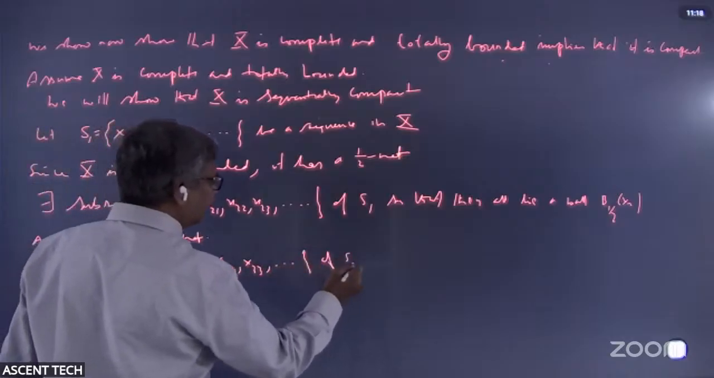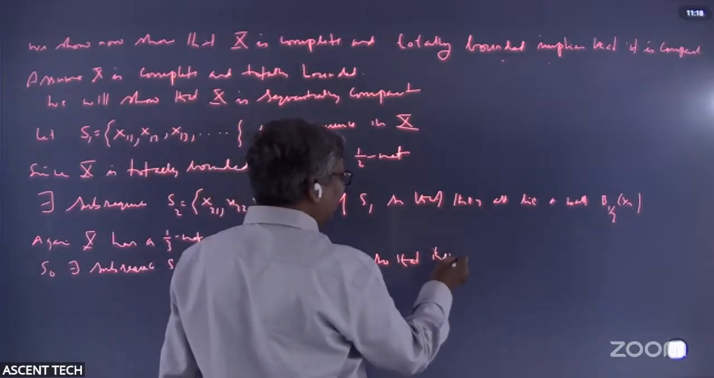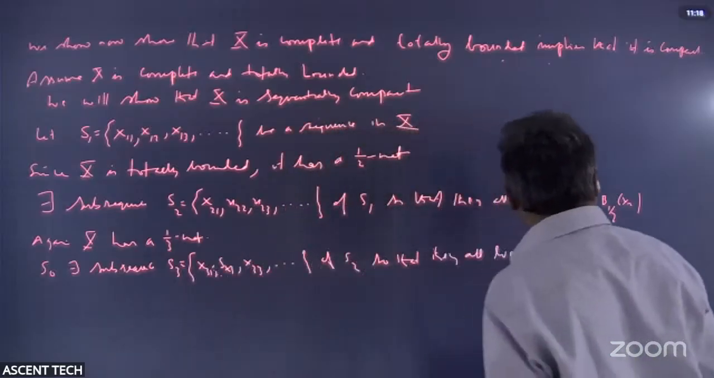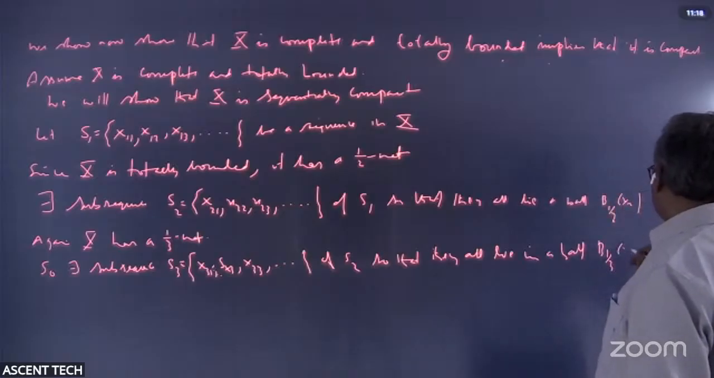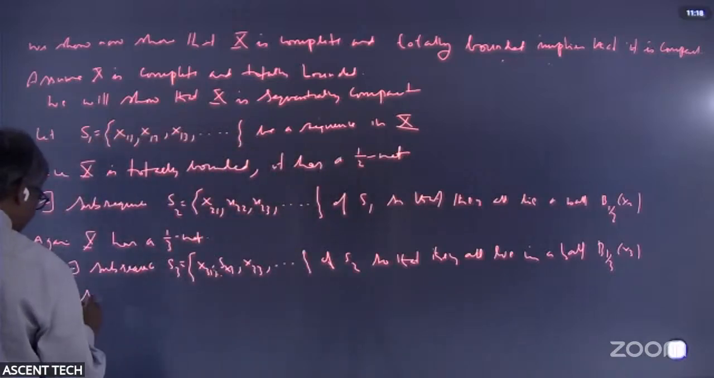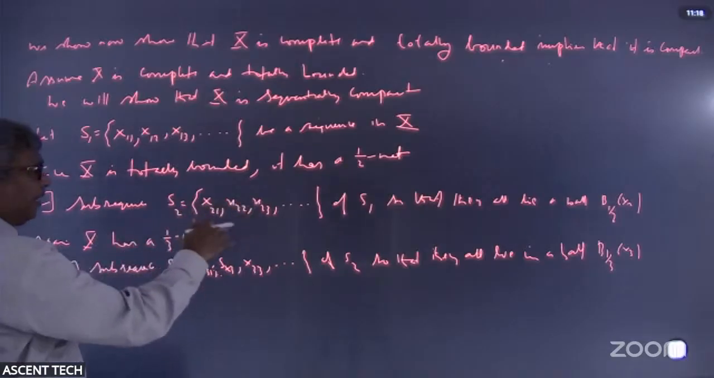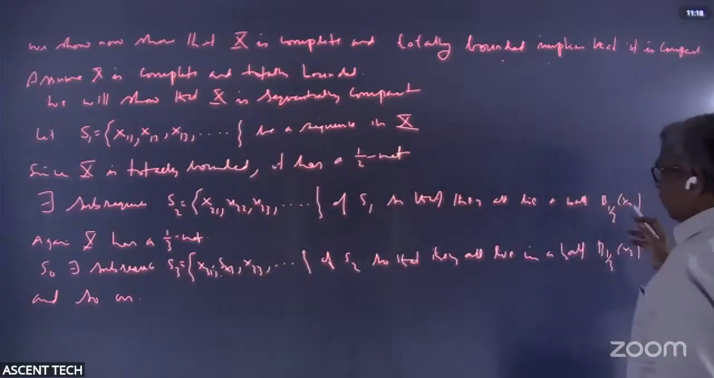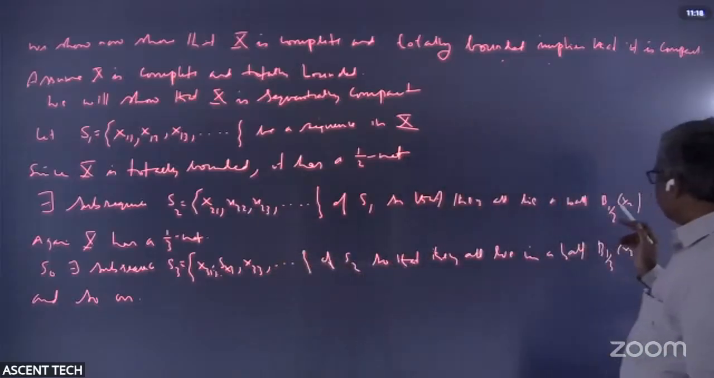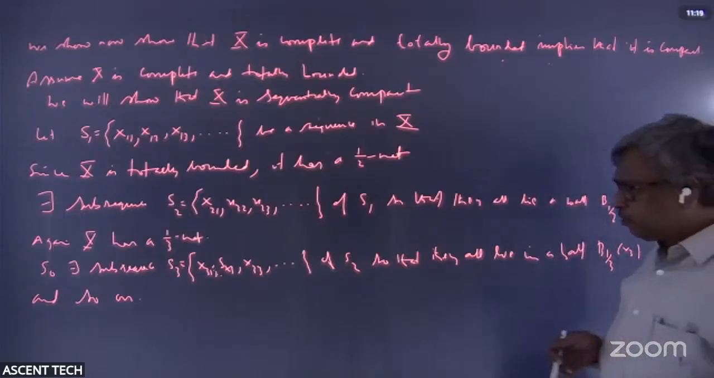of S2, so that they all lie in a ball B 1 by 3, centered at some other point X3, and so on. So these points are all in B half X2. That means the distance between any pair of them is no more than 1, whereas the distance between any pair of them here is no more than 2/3, and so on.